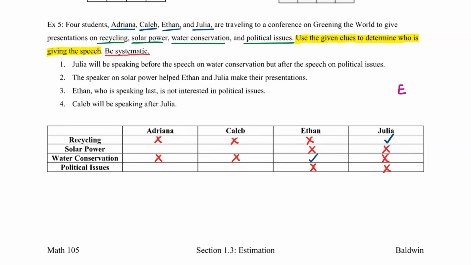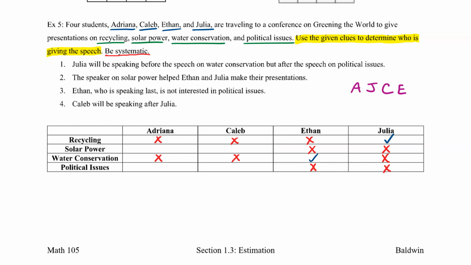Julia is speaking before water conservation and after political issues. So that means she can't be first. She's either second or third. But we also notice Caleb has to speak after Julia. So that means Julia has got to be second. And then if Caleb is speaking after her, he's got to be third. And so because of that, that means Adriana would have to be first to go.